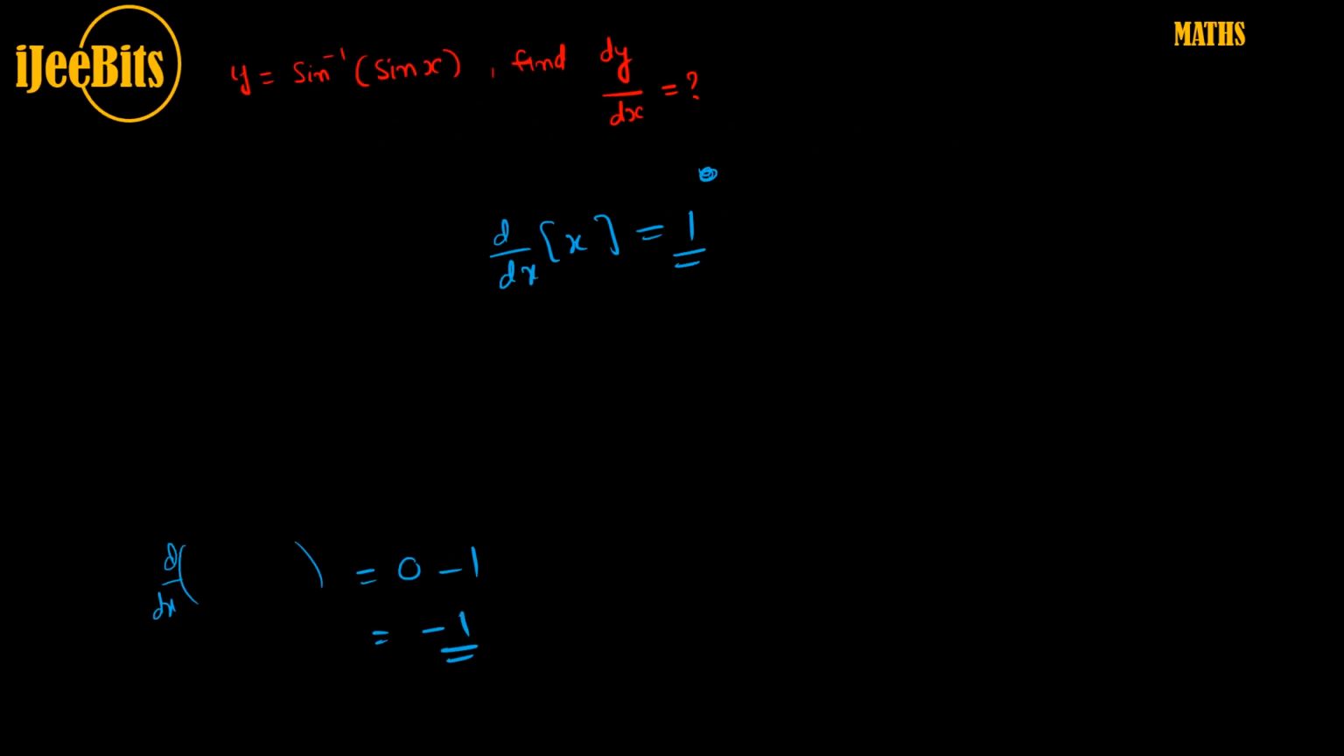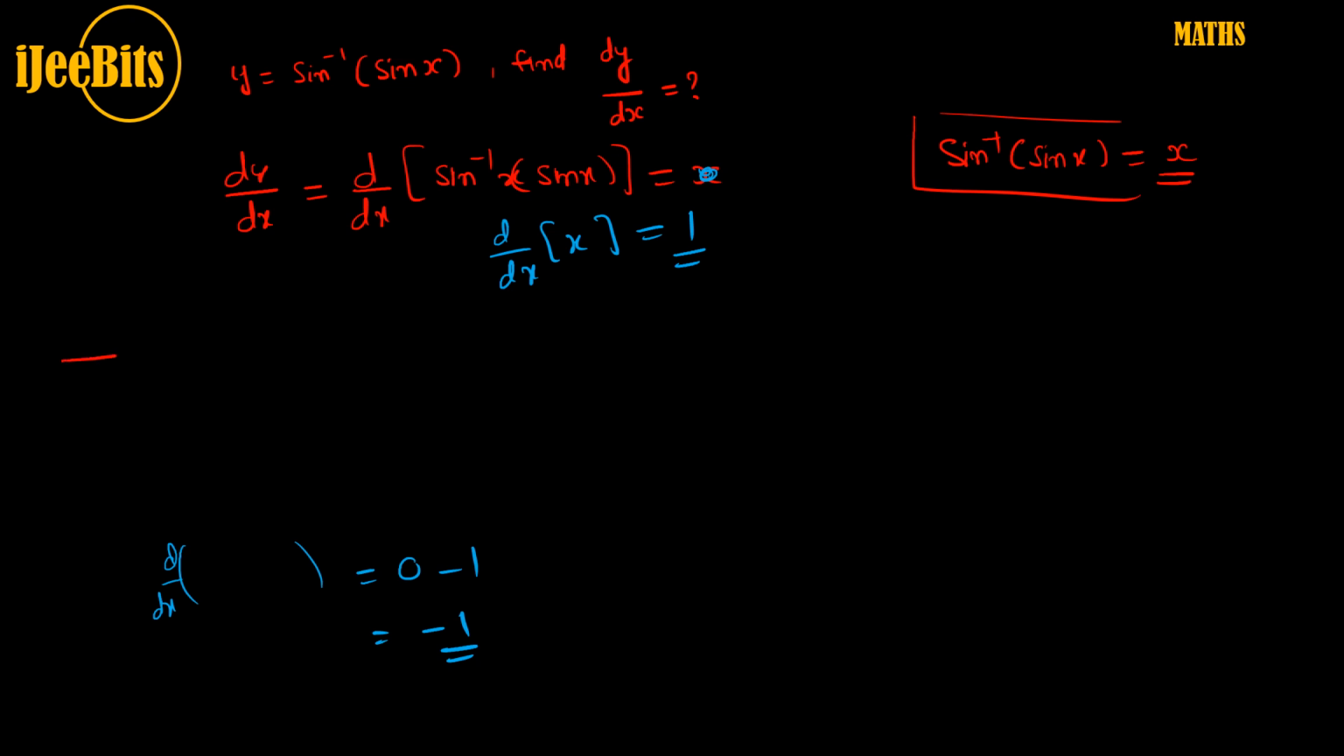Inverse trigonometry identity: sin inverse of sin x is nothing but x. Always remember. So dy by dx would be 1, x for sin inverse of sin x. Straight answer. Sin inverse of sin x would be x based on this formula.